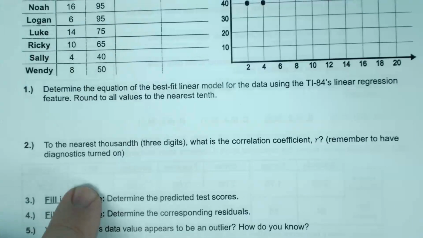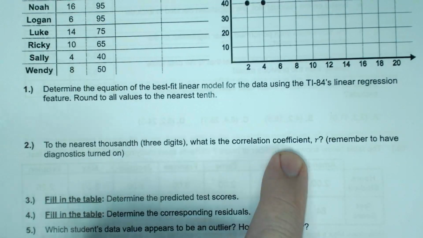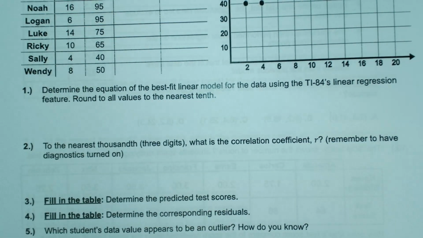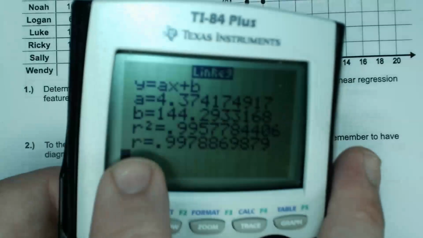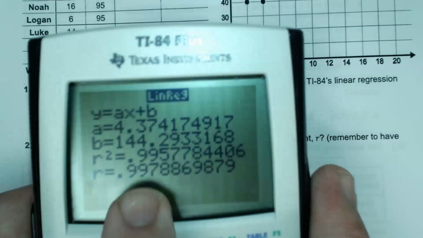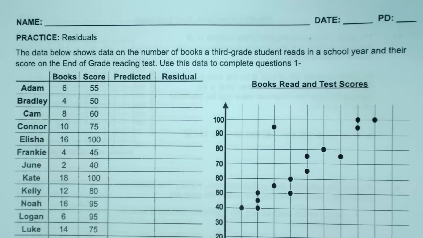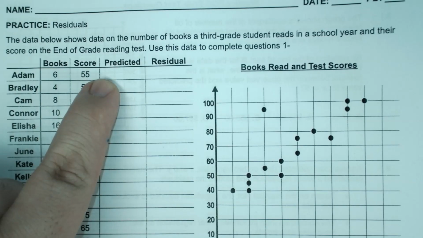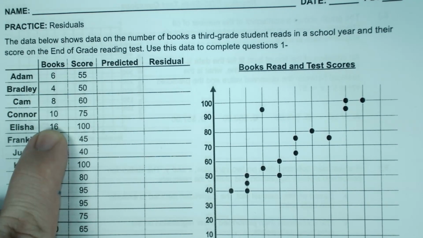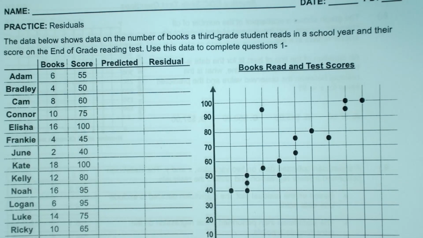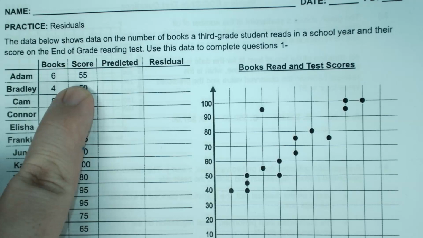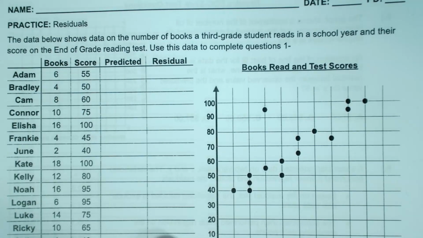Number 2, to the nearest thousandth, what's the correlation coefficient? That's going to be just this number, whatever it comes out to be whenever you type in those kids. 3 and 4, you're going to go back up to this table and fill in. Once you get your equation, plug in 6 and 4 and 8 and 10 and get these numbers. And then subtract the score minus the predicted to get the residual.